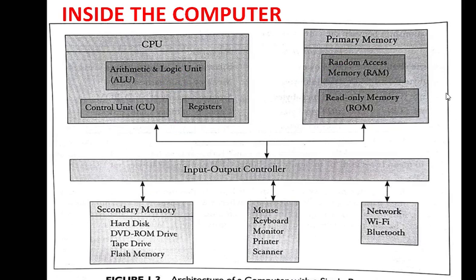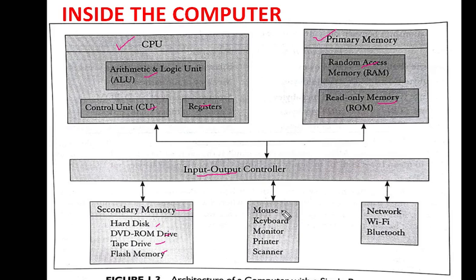Now in a diagram, here are two parts, one is CPU and primary memory, and another one is the input output controller. Inside the CPU we will get the ALU, then the control unit and registers. In primary memory there are two types of memories, that is random access memory and read only memory. The input output controller accepts the input and produces the output. Here secondary memory is responsible, and in secondary memory we have the hard disk, then DVD ROM drive, tape drive, then flash memory.